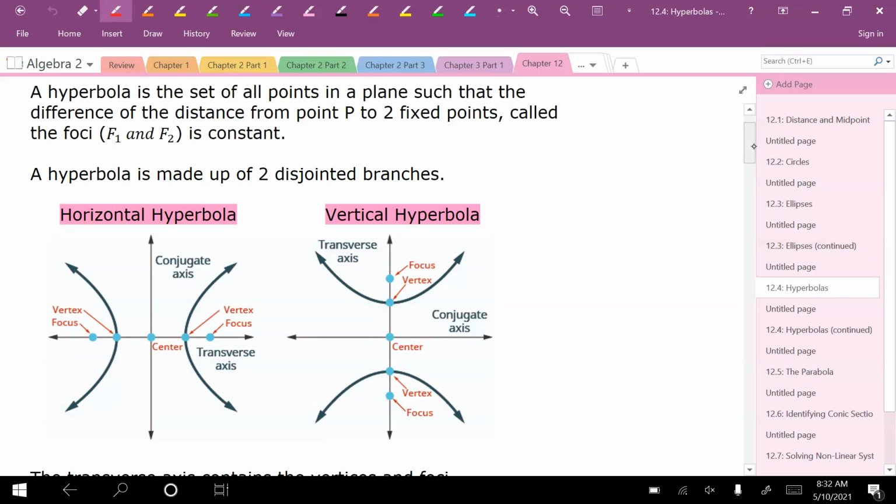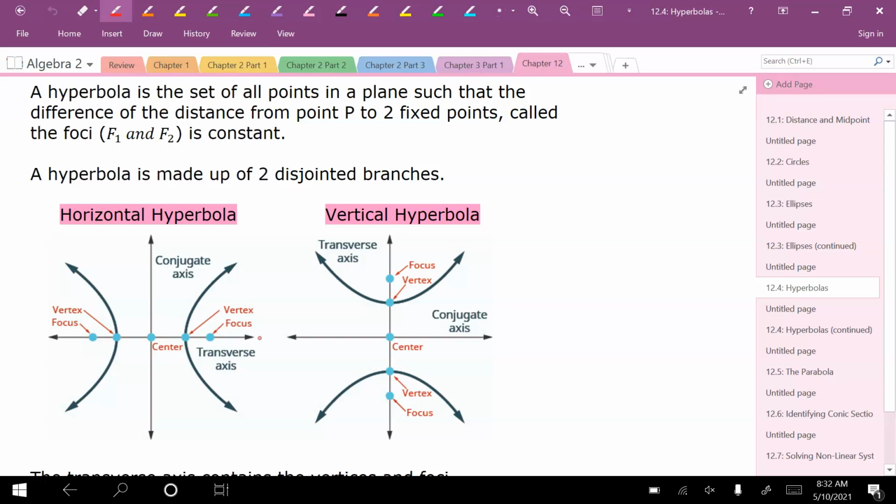So they're made up of, we call them branches. The branches are like the two different parts of the graph. They're not connected, so they don't have any common points together. And they're reflections of each other. So the one down on the left here, they're both opening up kind of on the x-axis. And you can see that one is opening up to the left and the other one's opening up to the right. But they look the same. One has been reflected over that y-axis.